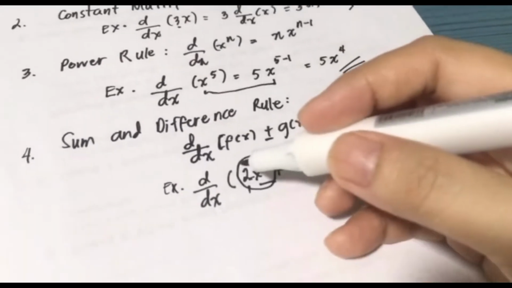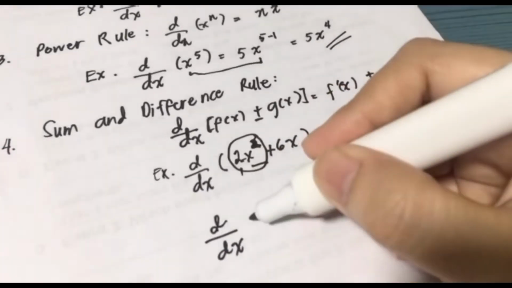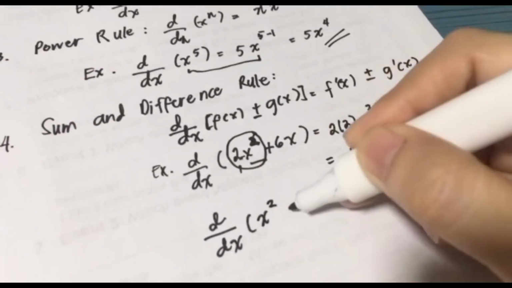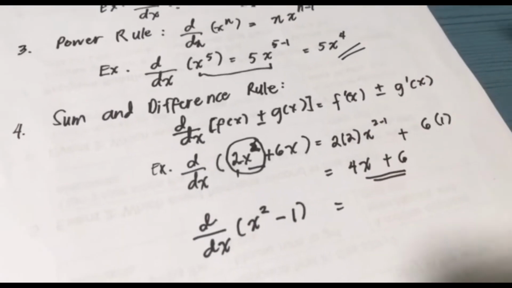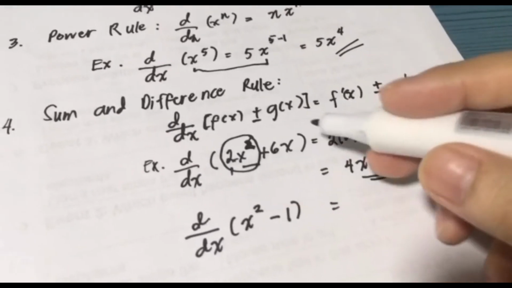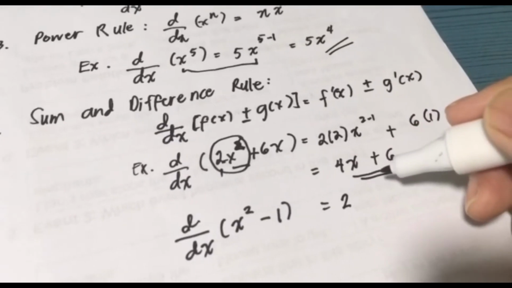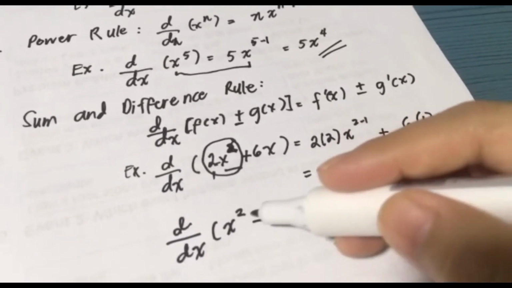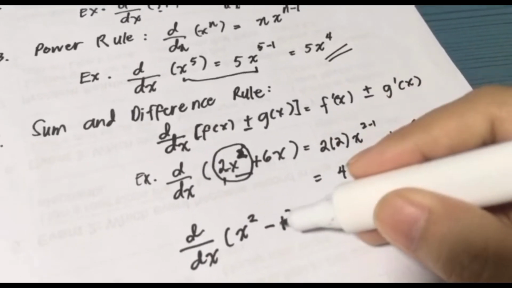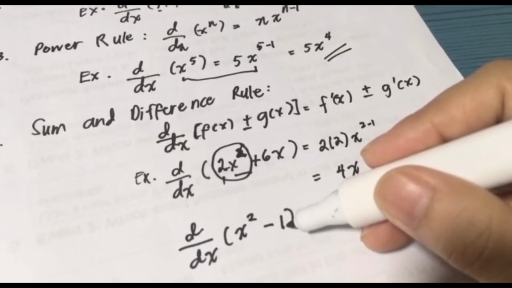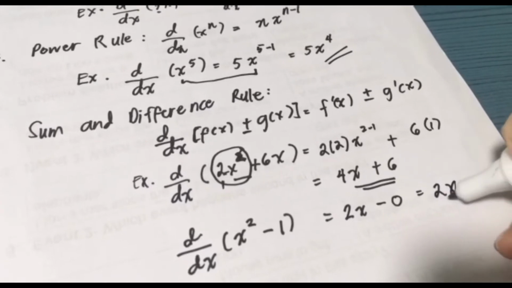How about subtraction? Here we have x squared minus 1. First is the x squared, so you apply the power rule. The exponent is 2, then x raised to 2 minus 1 is 1, no need to write 1 here. Then minus the derivative of the constant 1, which is always 0. So the answer is only 2x.